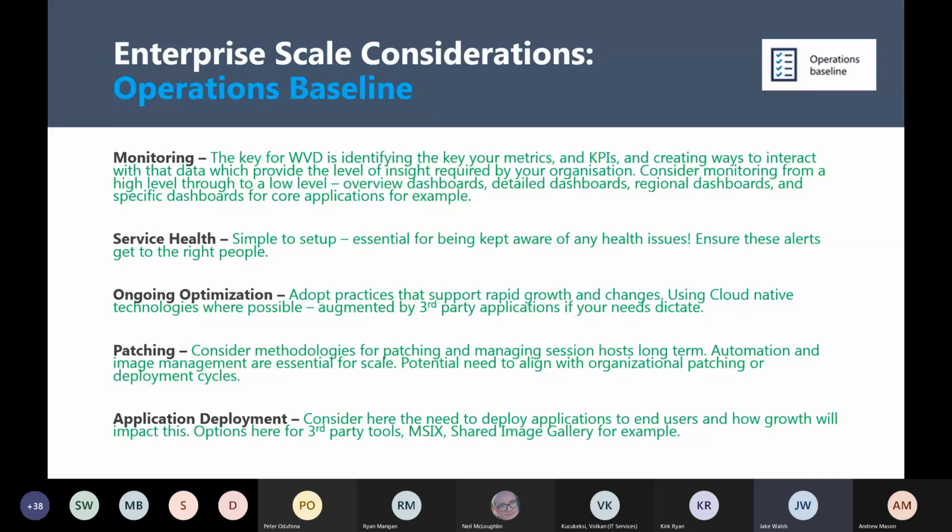And again, if you grow and the number of applications you need to grow, that's going to become a really important question for you. So obviously, third-party tools can help. The MSIX application packaging that's just sort of coming out now and becoming more commonplace can really help as well. Shared image gallery as well can really help. You can have different versions of images. We can get those uploaded. We can get them rolled out to different places. Again, that's something just to consider, how those things may change over time for your organization.